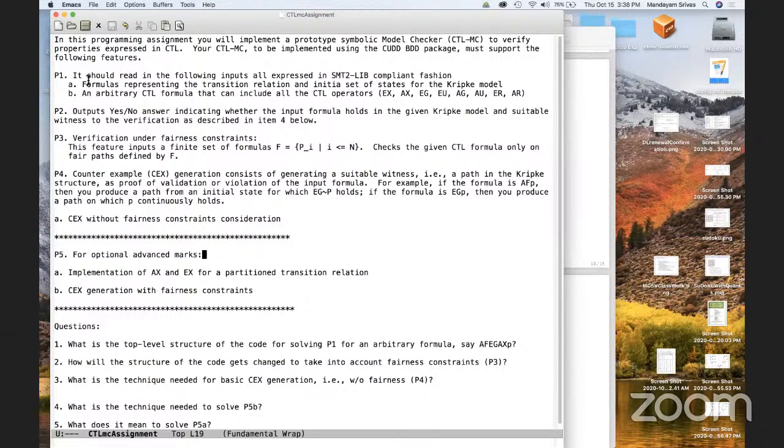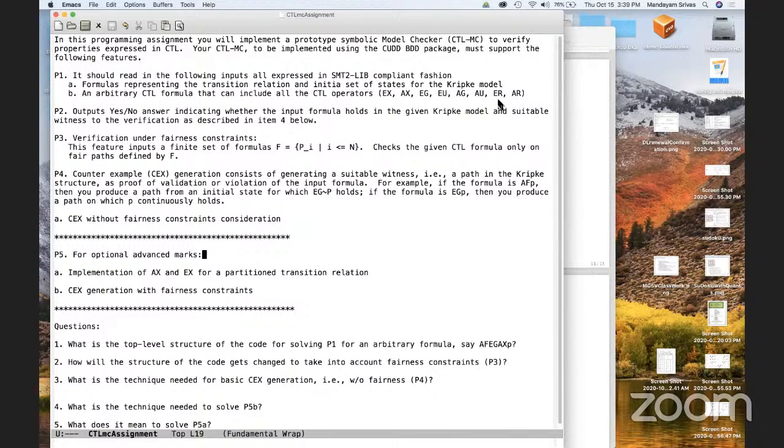So the first part is task one, problem one. Your program should read in the following inputs, all assumed to be expressed in a kind of essentially lib-compliant fashion. It has to take in the formulas representing the transition relation and the initial condition formula characterizing the initial set of states for the Kripke model. And an arbitrary CTL formula that can include all legal CTL operators, EX, AX, EG, EU, AG, AU, ER, and AR, and to any level of nesting of these operators.